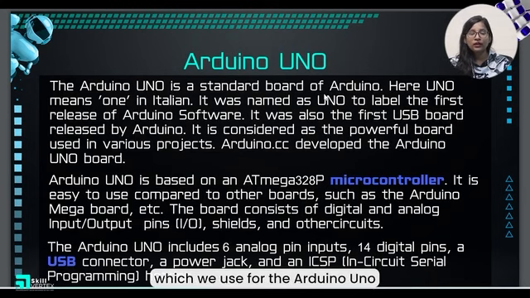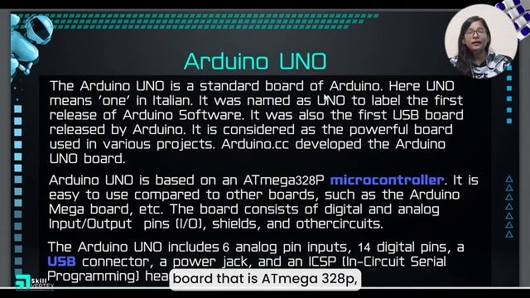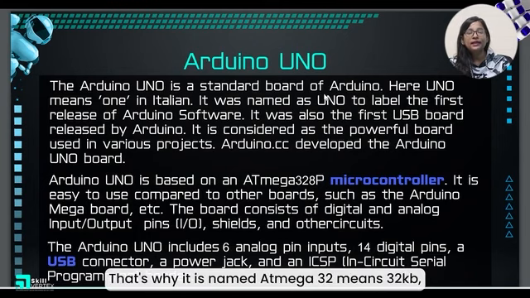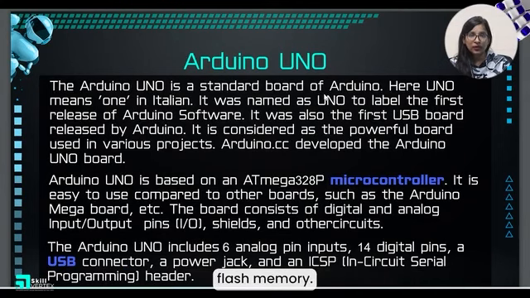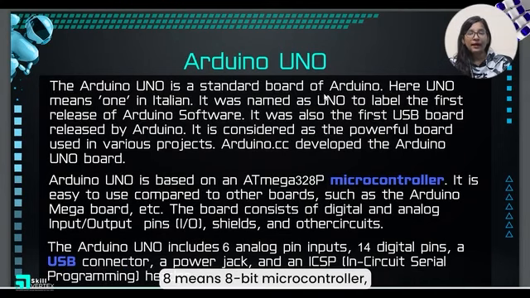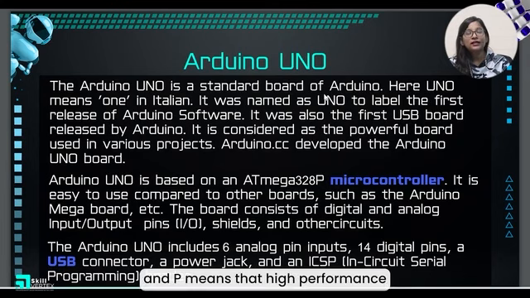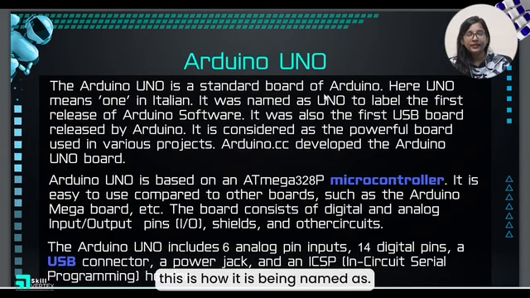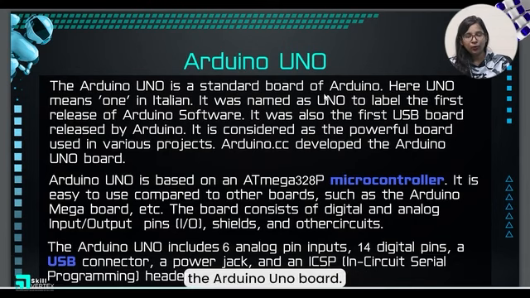This is the microcontroller we use for the Arduino Uno board, the Atmega 328P. Atmega means it was developed by the Atmega family, that's why it is named Atmega. 32 means 32 KB flash memory, 8 means an 8-bit microcontroller, and P means high performance and low power consumption. This is the full form, and this is how it is named. This is the microcontroller we use for the Arduino Uno board.